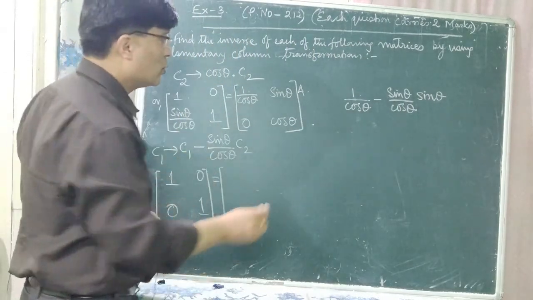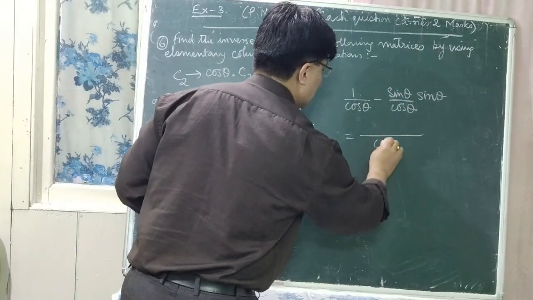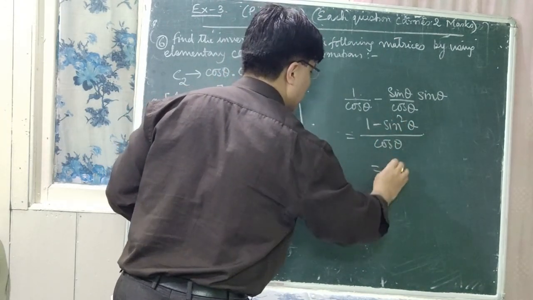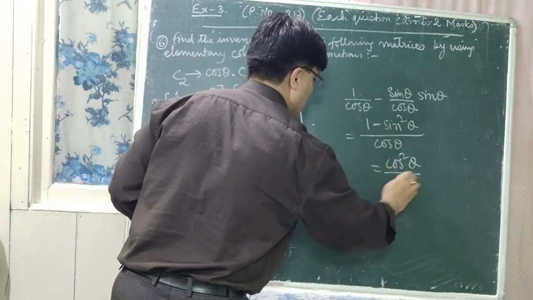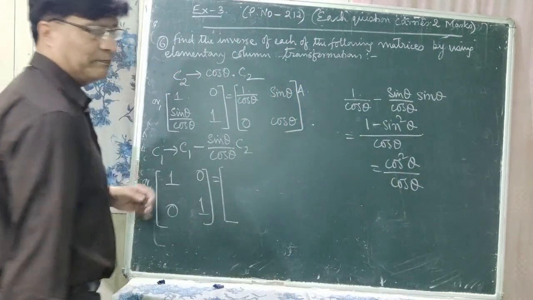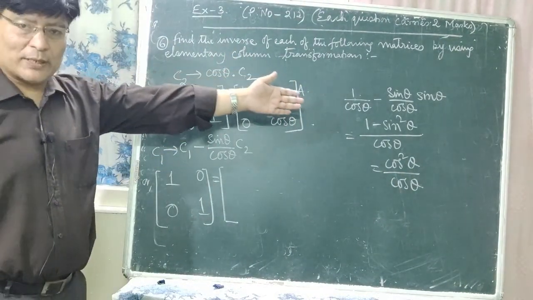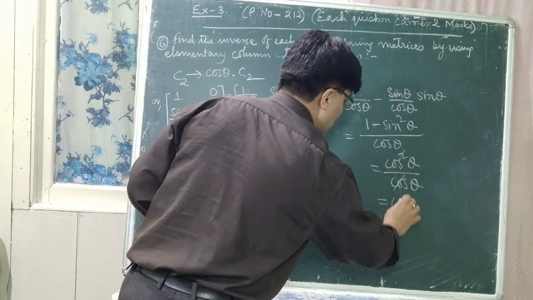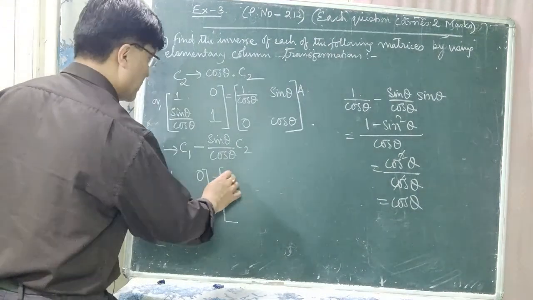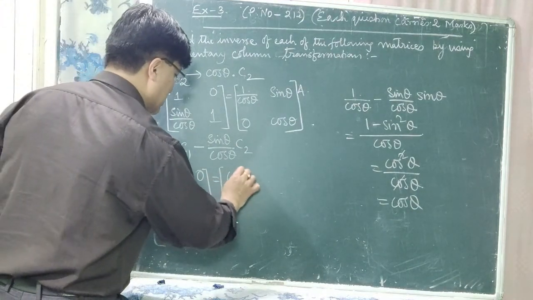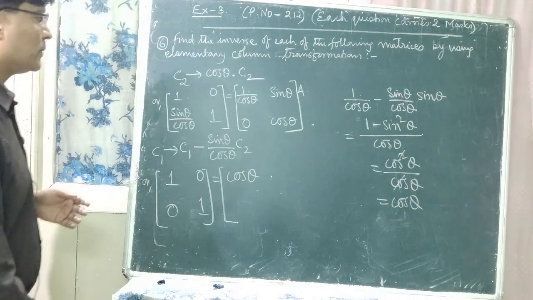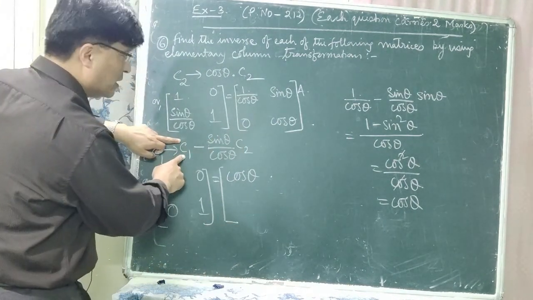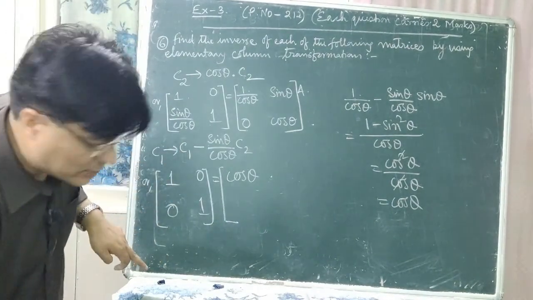Is that clear? So what is the LCM here? The LCM is cos theta. So it is 1 minus sin square theta. What is 1 minus sin square theta? Cos square theta divided by cos theta. You know that 1 minus sin square theta is equal to cos square theta. So you can cancel them, which is equal to cos theta. So you should write here, what do we write here? It is cos theta. Is that clear? The next one is 0. 0 is here, right? So let us do it in the rough.